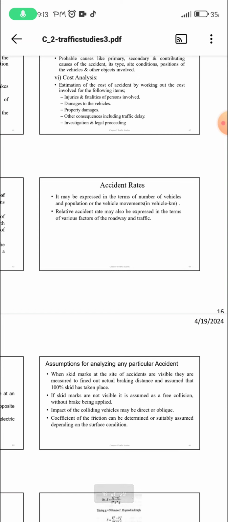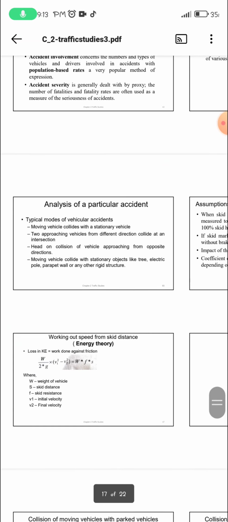Accident rate may be expressed in terms of the number of vehicles and population, or the vehicle movements in vehicle kilometers. Relative accident rate may also be expressed in terms of various factors of the roadway and traffic.